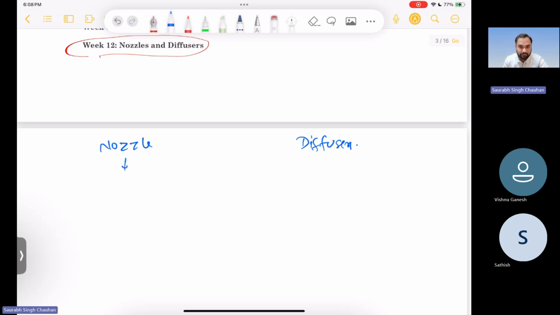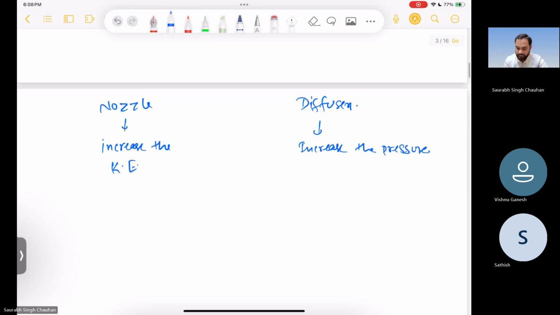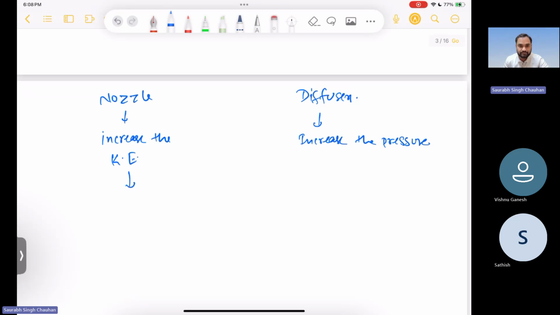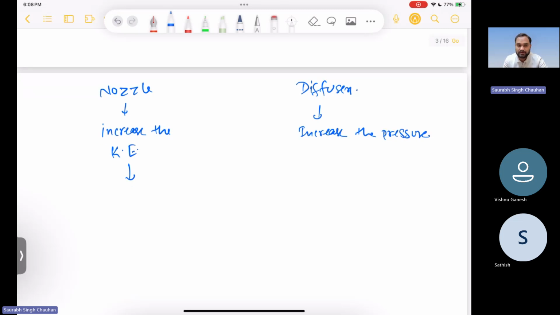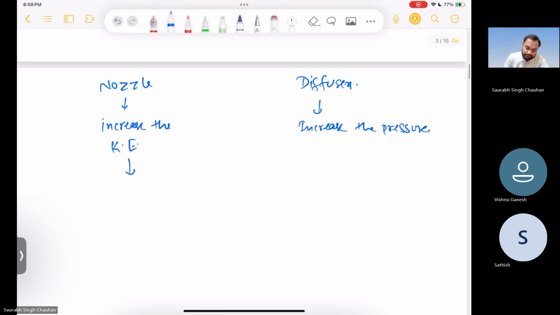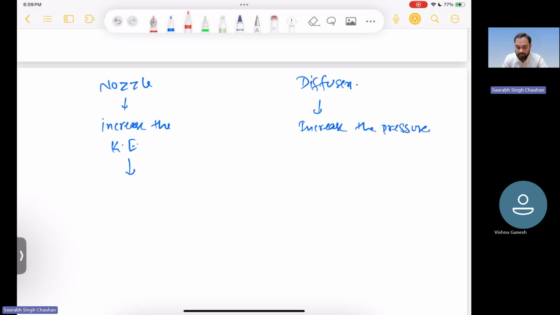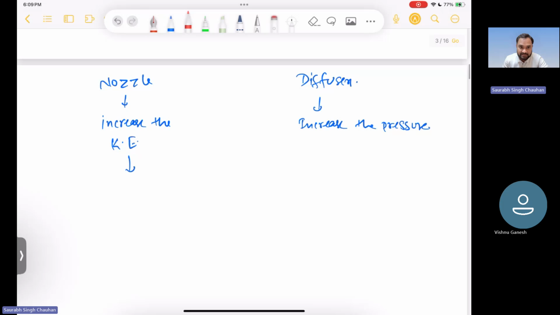As you know, the purpose of a nozzle is to increase the kinetic energy, or velocity, and the purpose of a diffuser is to increase the pressure. You want to increase the kinetic energy when you need thrust. For example, in turbojets you want thrust. But in power plants, your purpose is to rotate a shaft and you want some torque. In aviation, in jet applications, the purpose is to get thrust. So to get thrust, you want to increase the kinetic energy of your exhaust gases. For that purpose, you are using a nozzle.